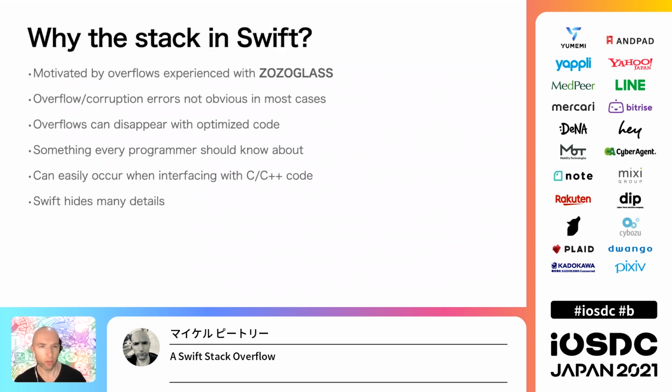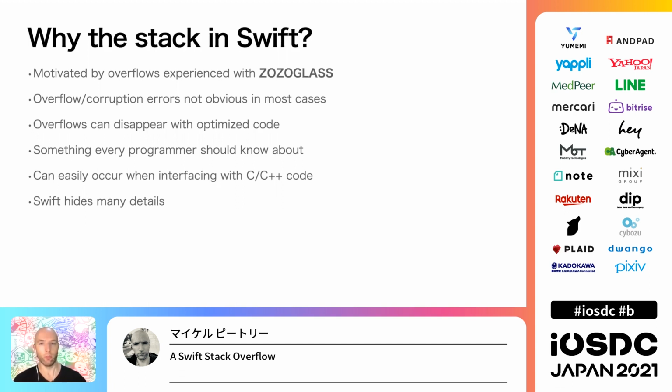So first of all, why talk about the stack in Swift? Well, when I was working on the Zozo Glass project, we had a Stack Overflow bug. Now, at the time, we didn't know it was a Stack Overflow. Overflows are not obvious in most cases. And with the case of Zozo Glass, it disappeared with optimized code. So we'll see why that's common in a second.